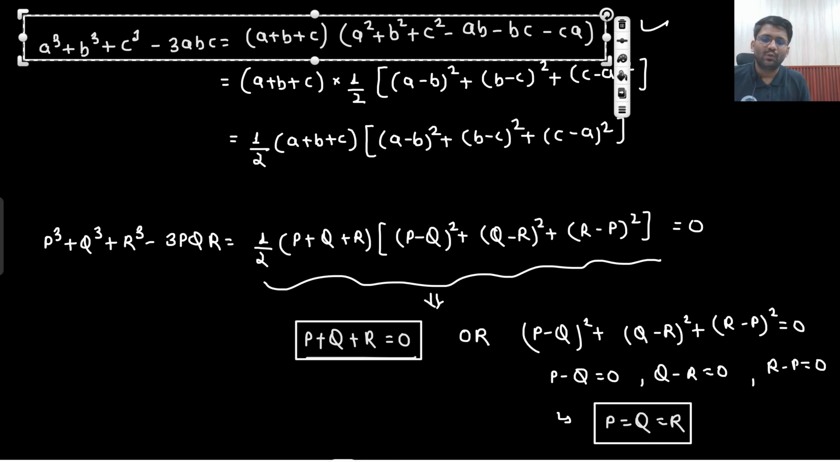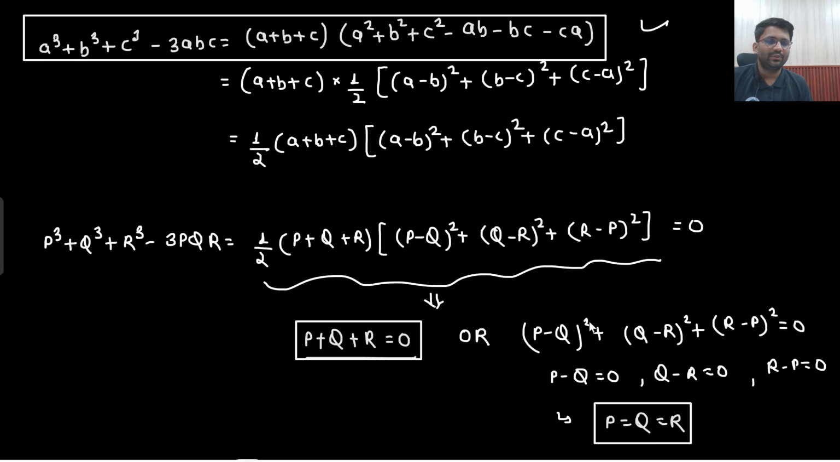Remember this one: a cube plus b cube plus c cube minus 3abc equals a plus b plus c multiplied with a square plus b square plus c square minus ab minus bc minus ca. Then you will be able to write down this formula very easily. Right? A square plus b square minus 2ab, and so on, divided by 2. This is how you can write it down. And you need to equate it to 0.